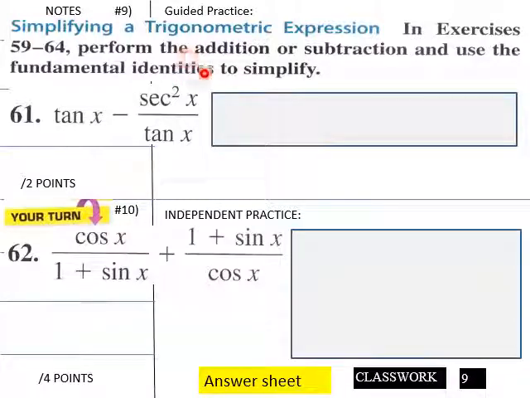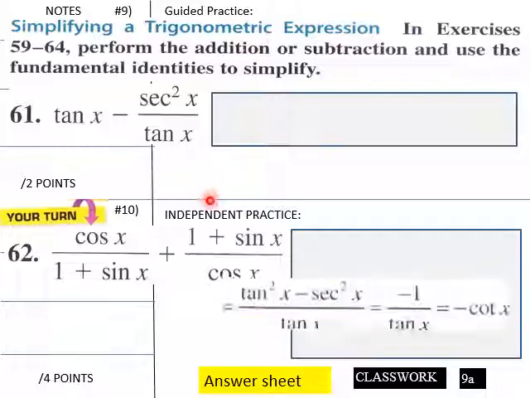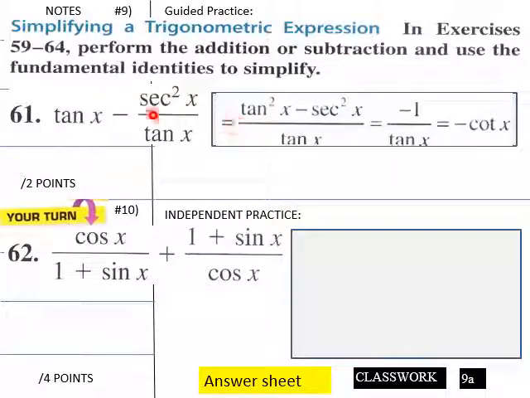Let's get into another example. Let's simplify this expression, and students, this is yours down here. How can we simplify that? We can combine by making a common denominator of tan x. This becomes tan squared x minus secant squared x over tan x, which will equal negative 1 over tan x, because the numerator becomes negative 1 as an identity.